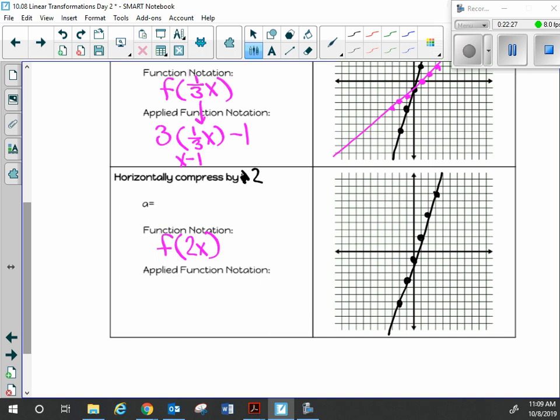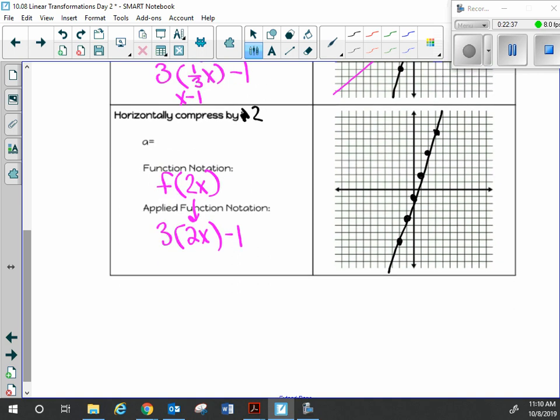Everything horizontal is inside. So, bring it down and build around. So now my equation is 6x minus 1. Very good. 6x minus 1. Your y-intercept has not changed. You're just squishing it from the side.